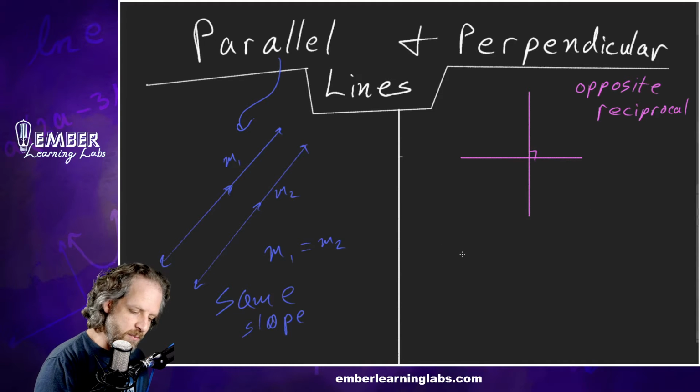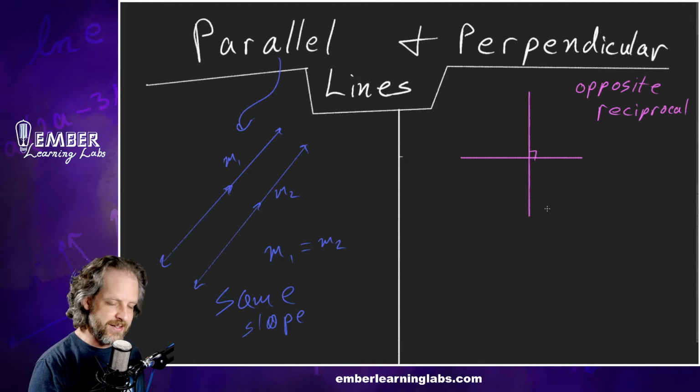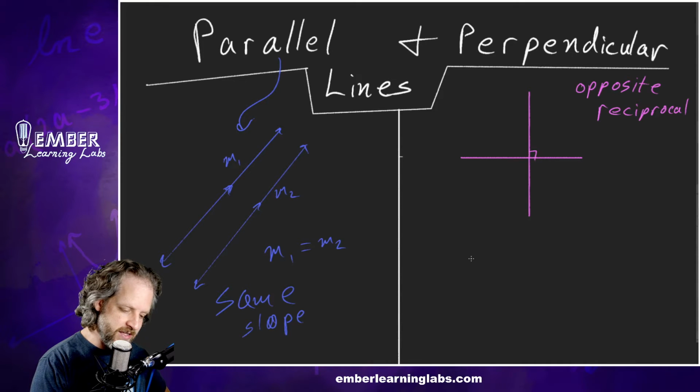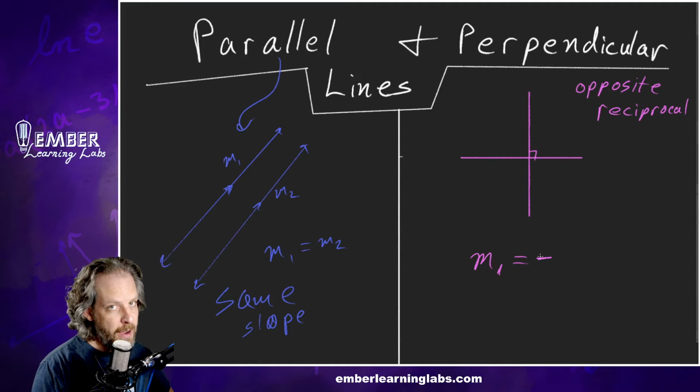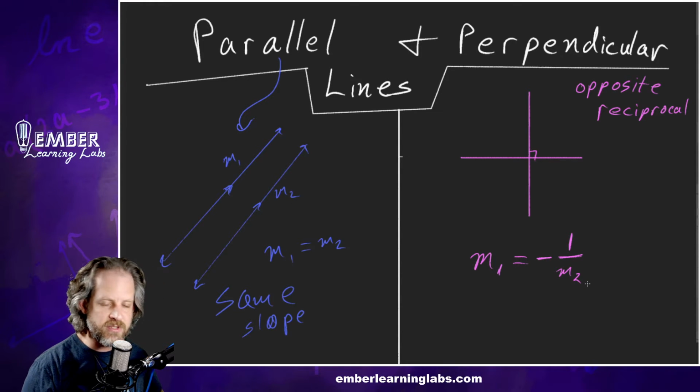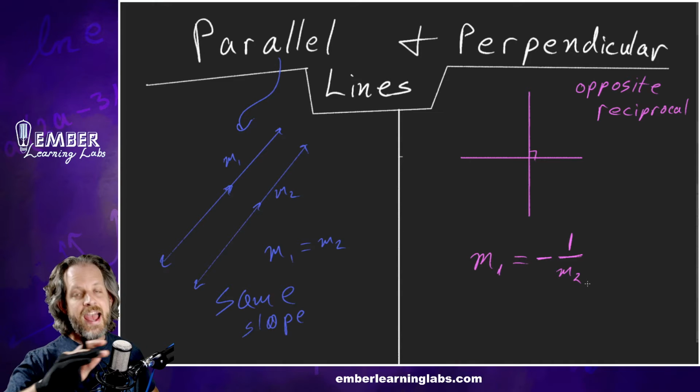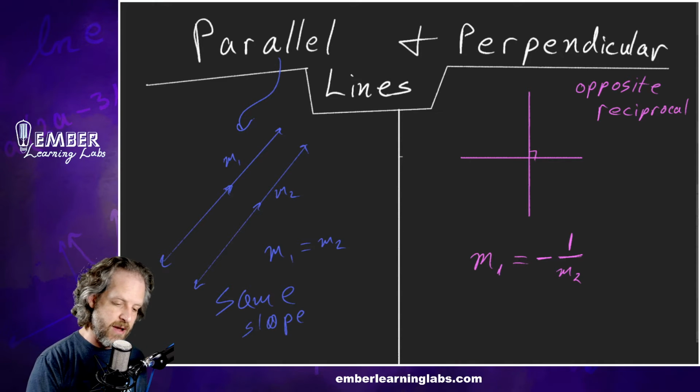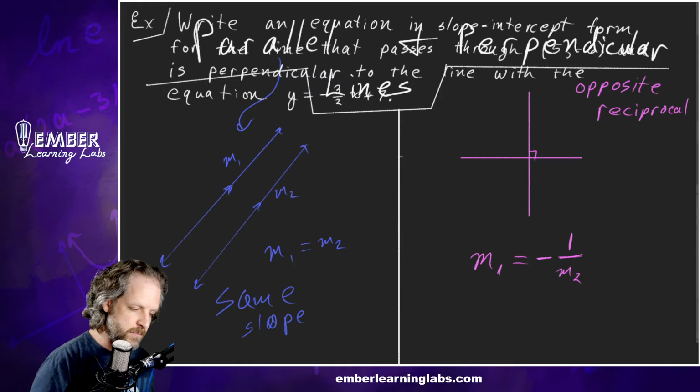The way we'd write that in math is that M1, the first slope, is the same as negative, so the opposite sign, of 1 over M2. So they're opposite reciprocals. You flip them over and you change that sign. So let's do an example with one of these.